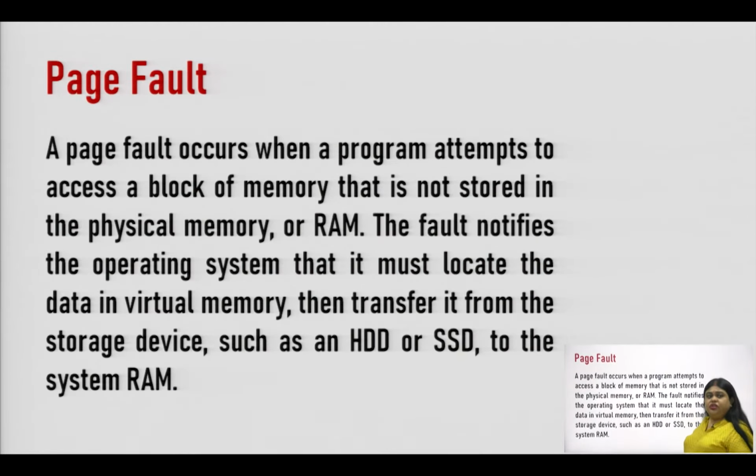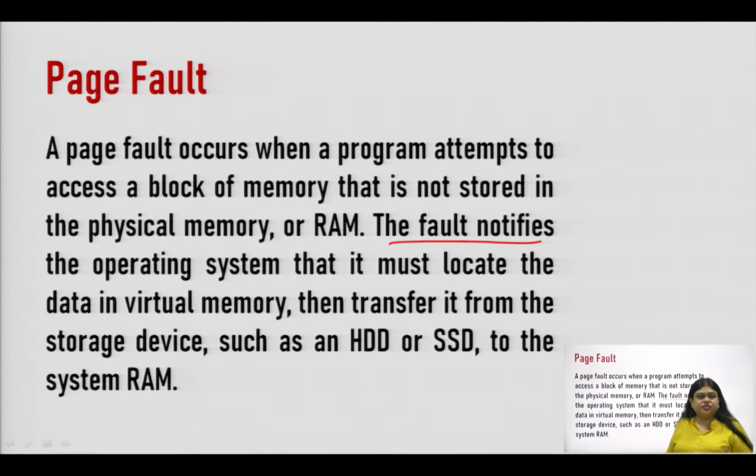So, let us see actually what is page fault. A page fault occurs when a program attempts to access a block of memory that is not stored in the physical memory or the RAM. That means a process is trying to access a part of itself, but that part is not available in the RAM. The fault, now this is a page fault because it has searched for something and it did not get it.